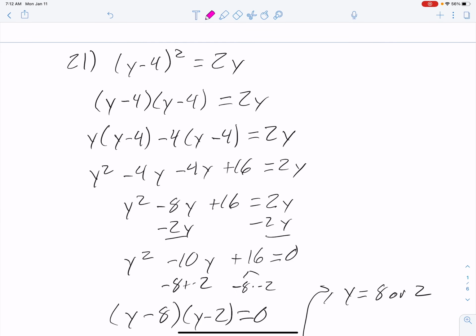Number 21, like we saw in our quiz, is probably the most commonly mistaken problem because people forget to write the y minus 4 twice and then do their distribution. Keep an eye out for that on this week's quiz. Make sure that you don't make that careless mistake of forgetting to multiply it out correctly.